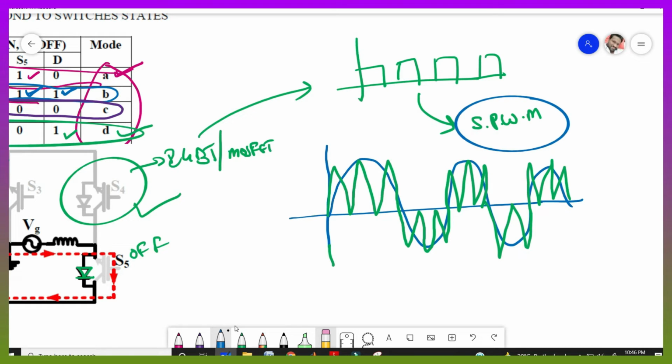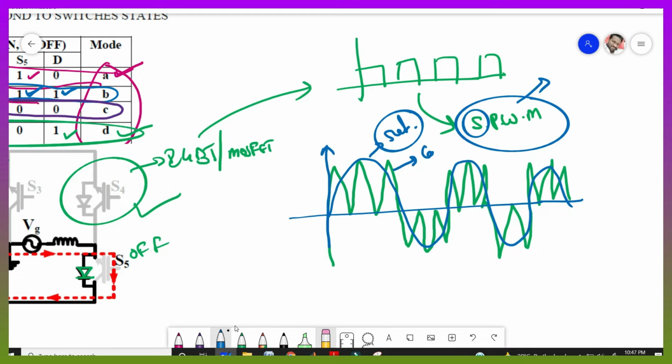In sinusoidal pulse width modulation we always take the sine wave as the reference wave. That's why this pulse width modulation is named sinusoidal pulse width modulation. Here in sinusoidal pulse width modulation we always take a sine wave as the reference wave. Okay, and coming to the next signal, this is the triangular wave, right?